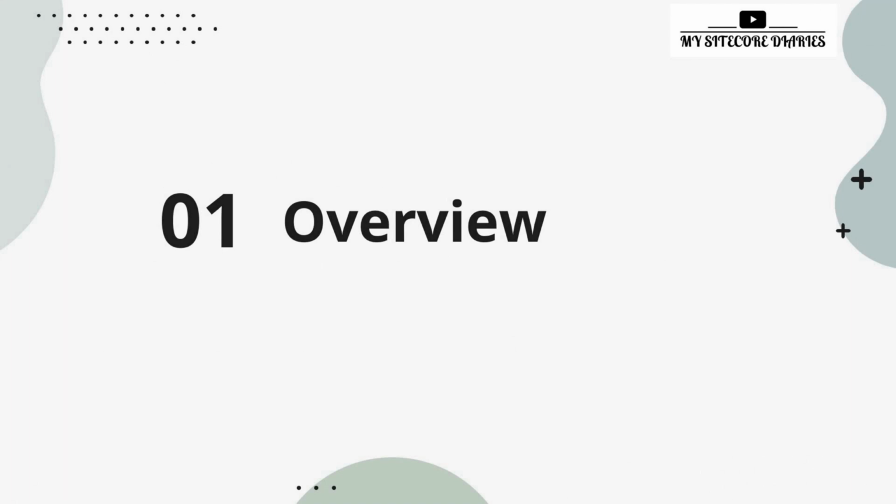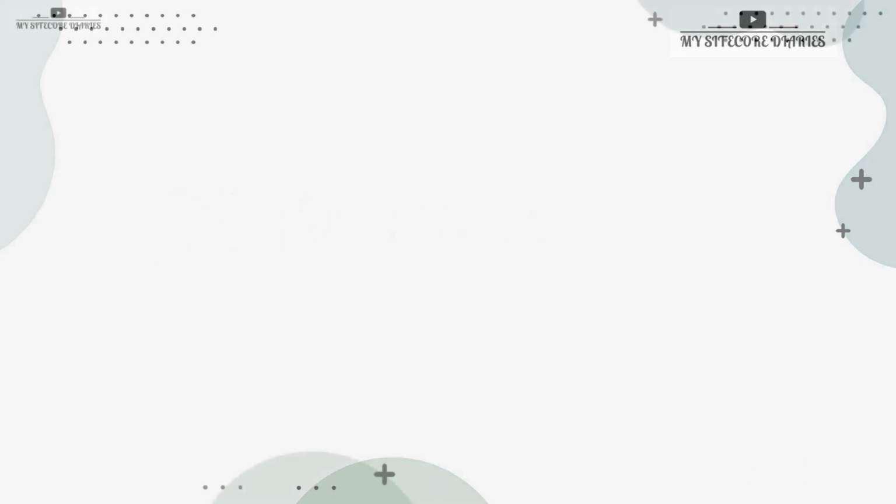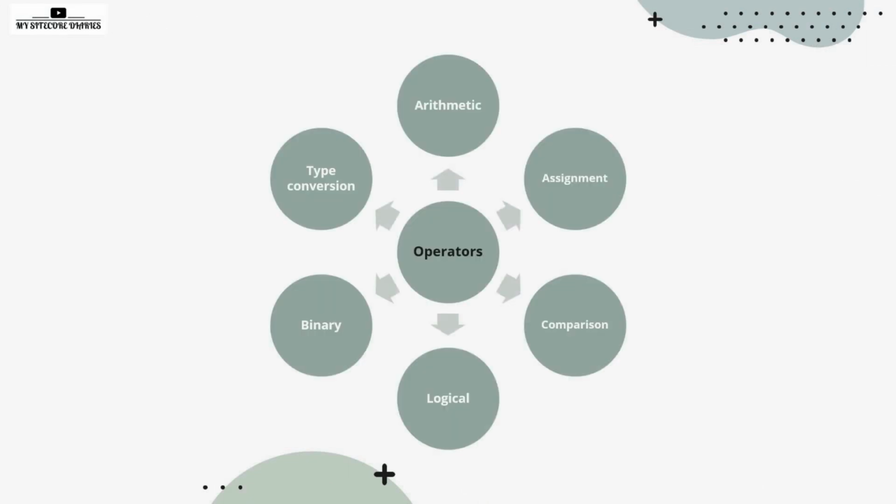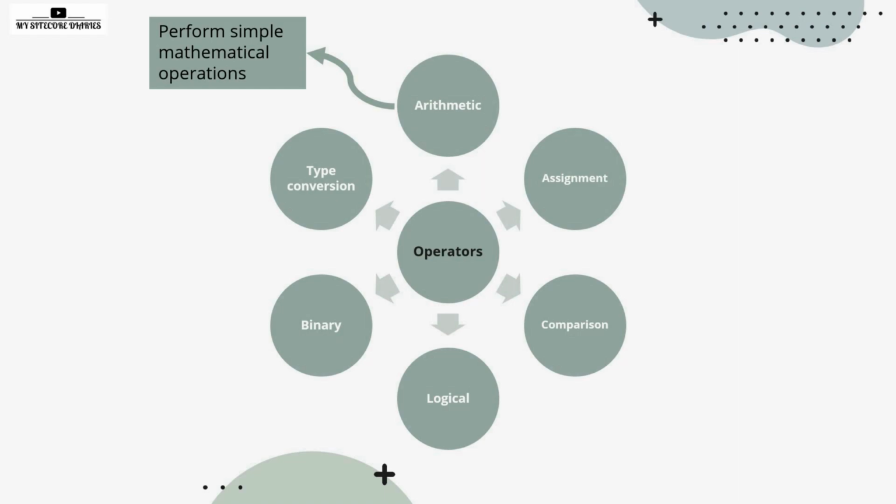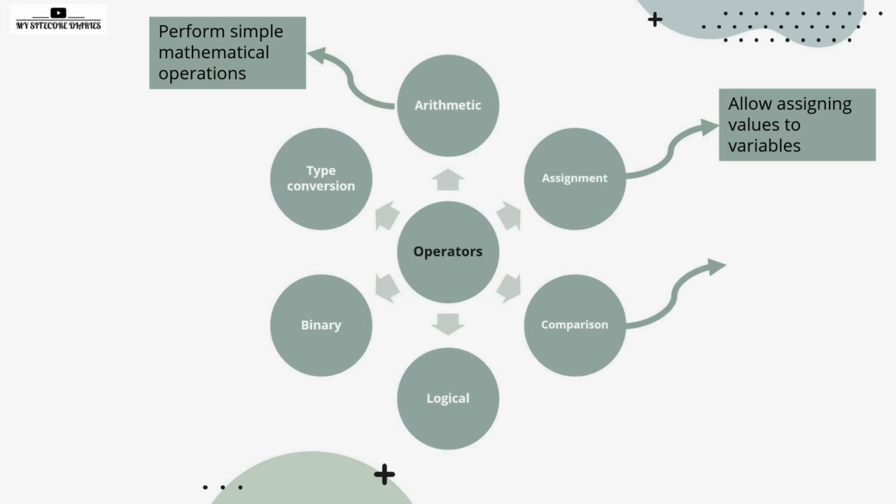First of all, let's see the overview of operators. What are the different types of operators we have? At a high level, we have 6 kinds of operators. First is the arithmetic operators. They perform simple mathematical operations. Whatever mathematical operation we have, it can be done using arithmetic operators. Then we have assignment operators, which allow assigning values to variables. To manipulate the variables, we can use the assignment operator.